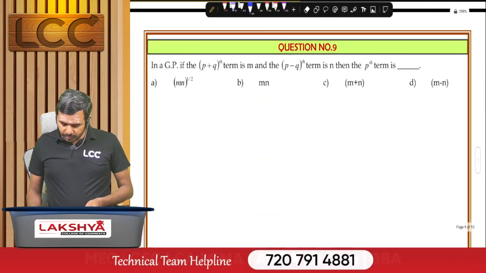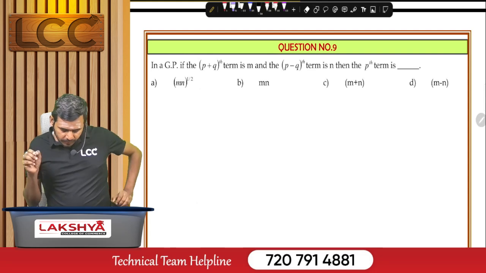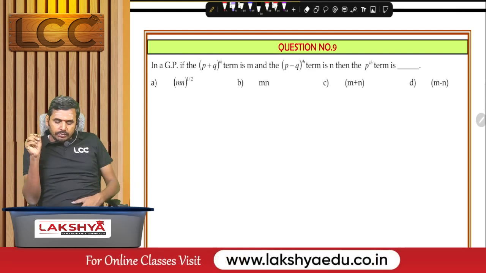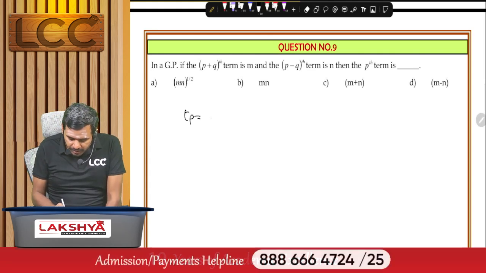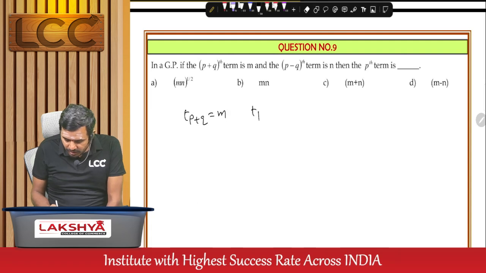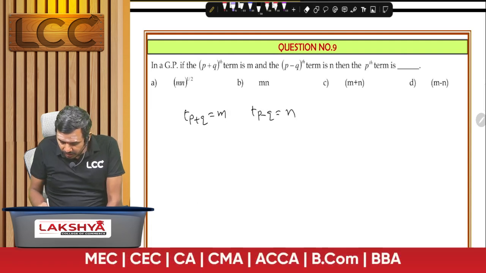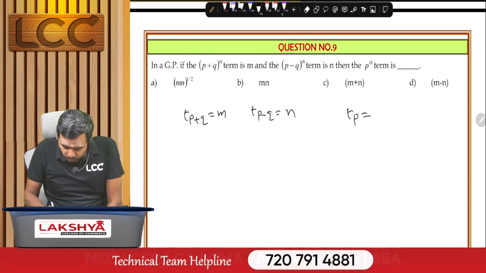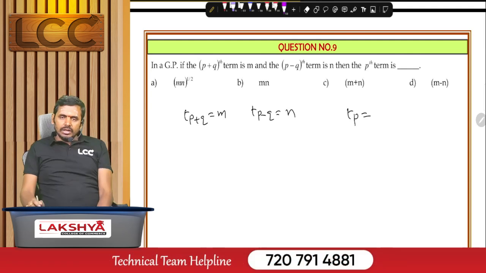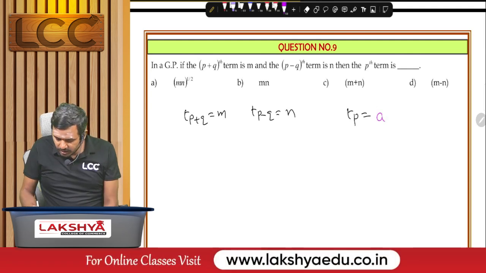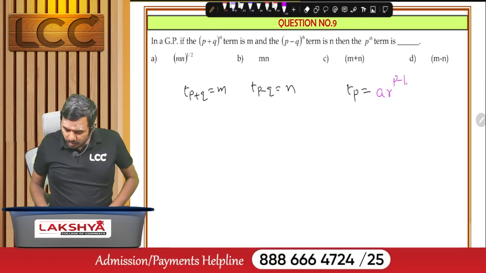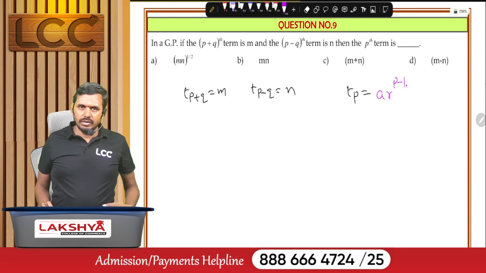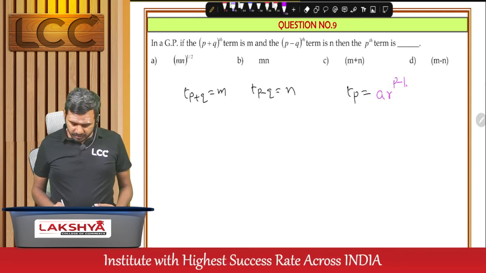Now next, see problem number 9. In a GP, if the P plus Qth term is M, that is TP plus Q value is M, and TP minus Q value is N, they are asking us to find out what TP is. The formula for TP of a GP is A into R power P minus 1. Now we are trying to find the TP value by using these two equations.